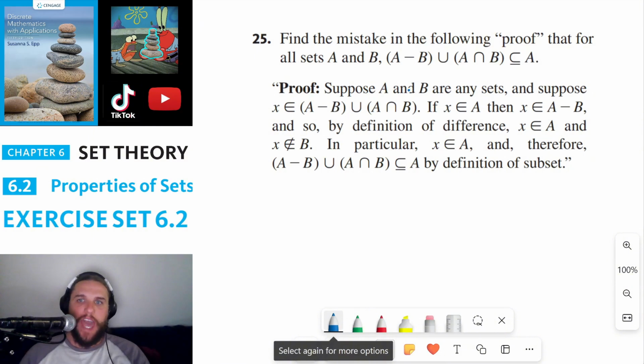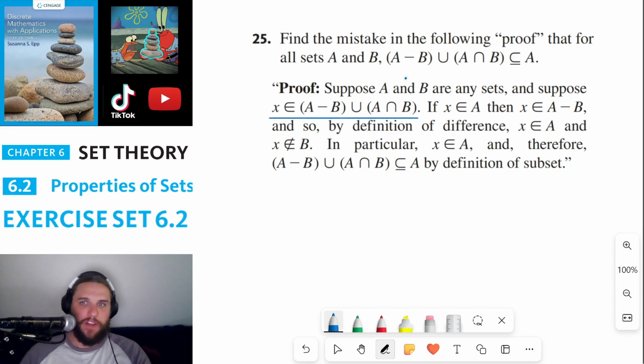So suppose A and B are any sets. Okay, that's good. And suppose X is an element of (A minus B) union (A intersection B). Now, that's exactly what I would do at the start of this proof. I would start with an arbitrary element of this first set, and I would try to prove that that element is therefore in A. So far up to this point, we're good.